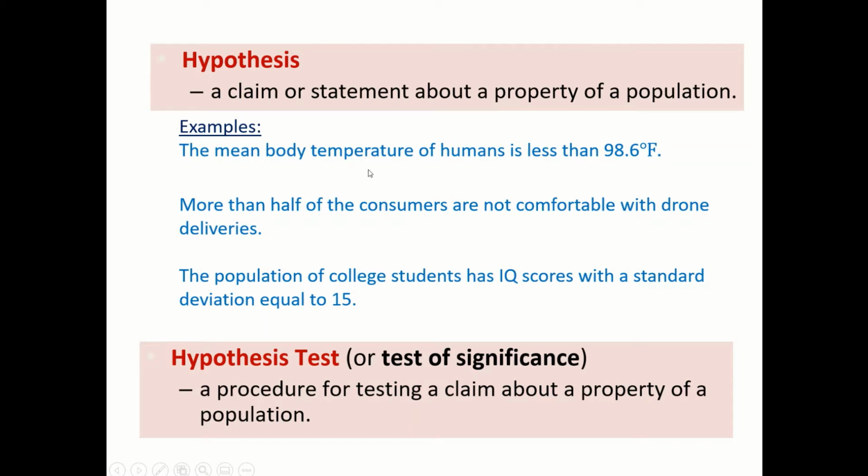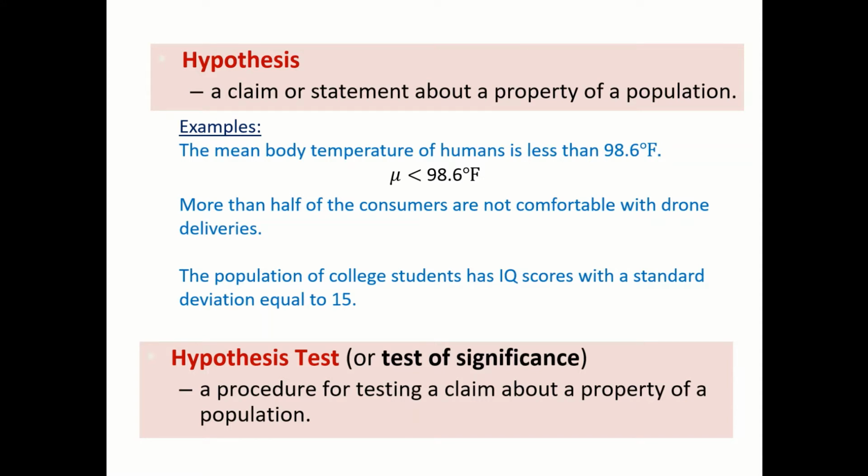So the first sentence, the mean body temperature of humans is less than 98.6 degrees Fahrenheit. This is a hypothesis. Usually we will be asked to write it in the symbolic form. So in symbolic form, since we're talking about the population mean here, we use mu. Mu is less than 98.6 degrees Fahrenheit. Okay, now the second.